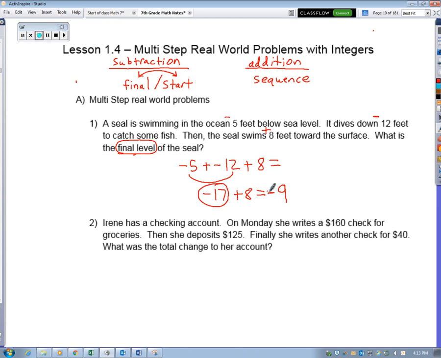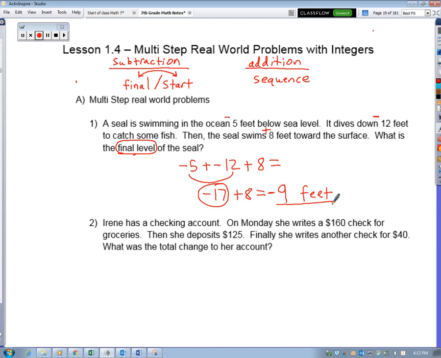So -9 feet is going to be the location of the seal. It is 9 feet below sea level. All right, we just did problem number 1. Let's take a look at problem number 2.